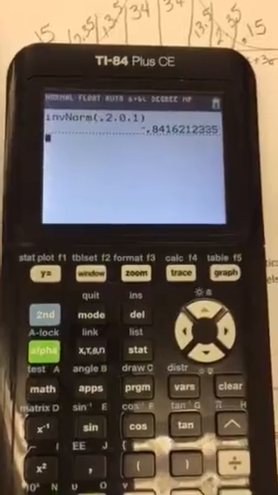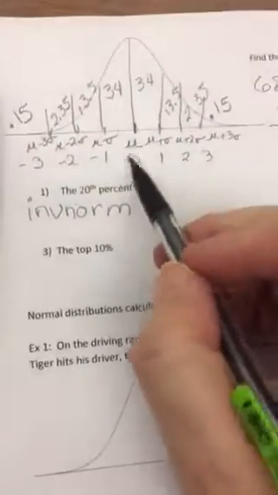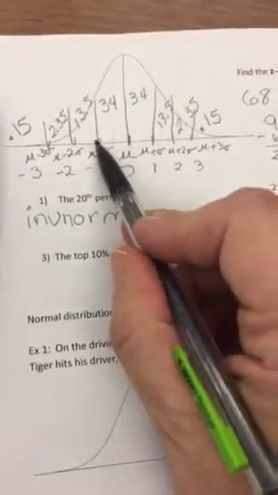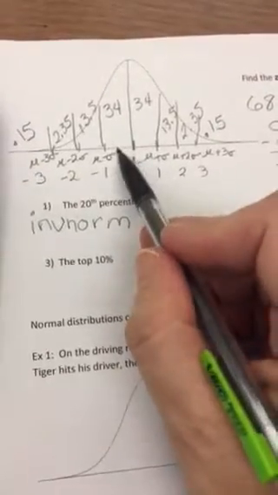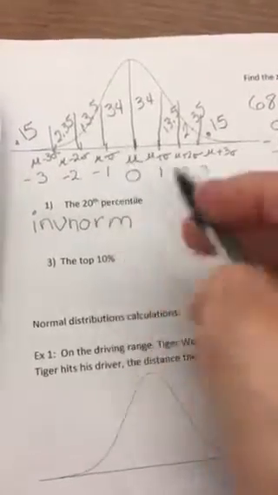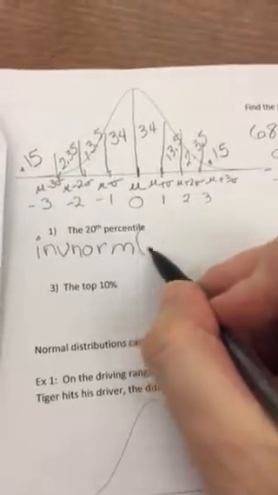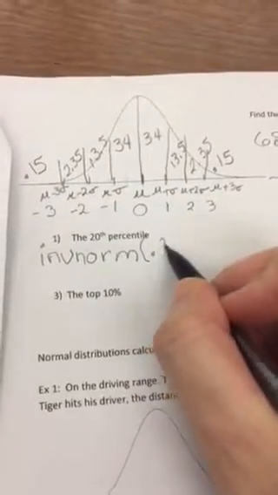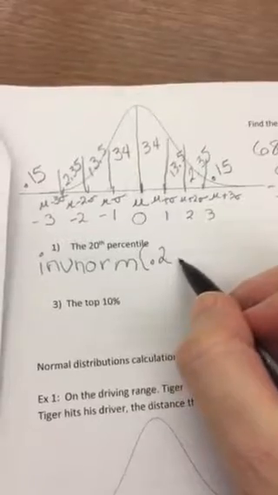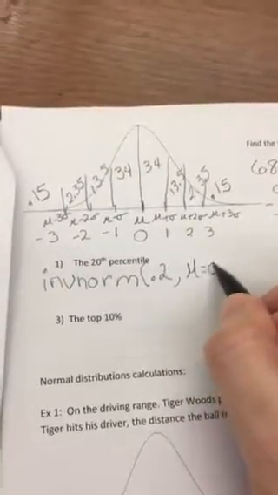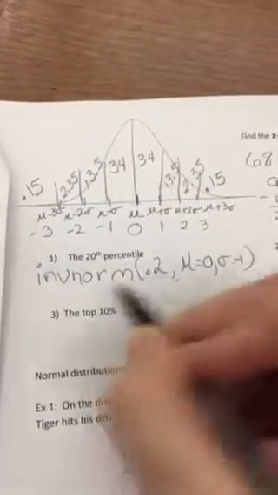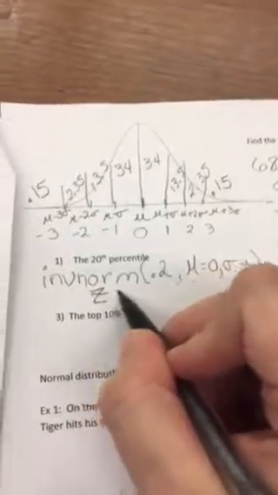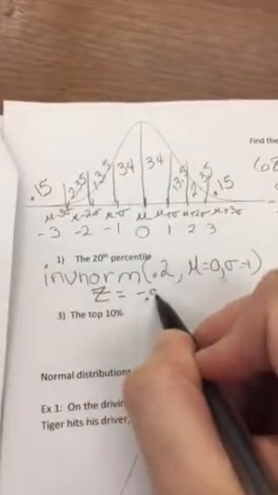And I hit enter, and I get a negative 0.84. That's exactly where it should be, because I know it should be below the mean, so it should be negative, and I knew it was in this range. So again, what I put into my calculator was inverse norm, 0.2, the area to the left, mu was 0, and sigma was 1, and my calculator produced the z-score of a negative 0.84.